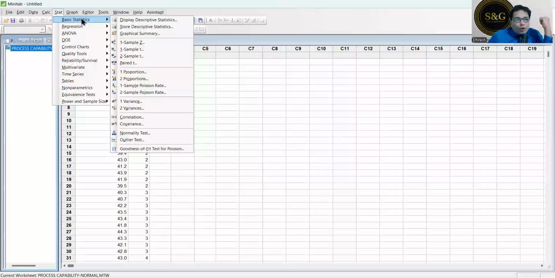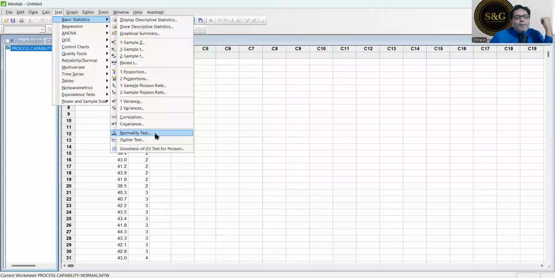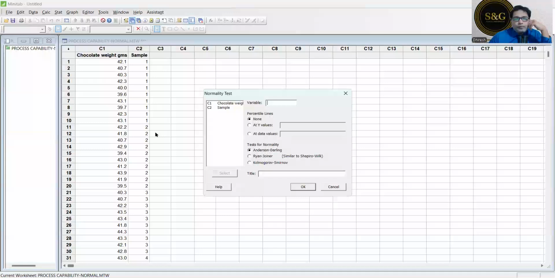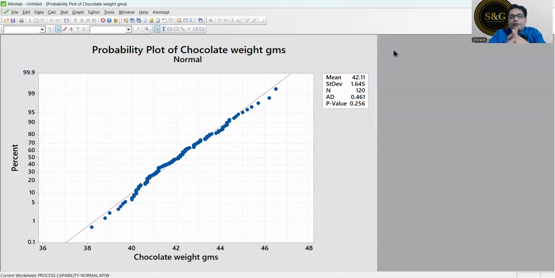Okay. So go to basic statistics, and in the basic statistics, go to normality test. Stat, basic statistics, normality test. Just click on normality test. This window will appear. Just select chocolate weight over there and just say OK. And you will observe this graph.